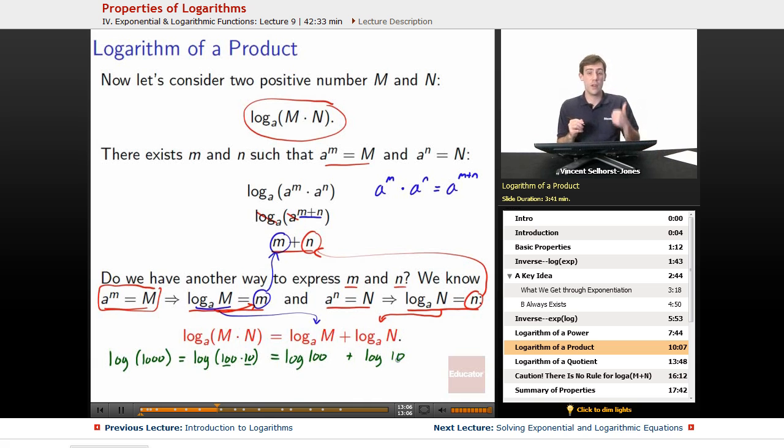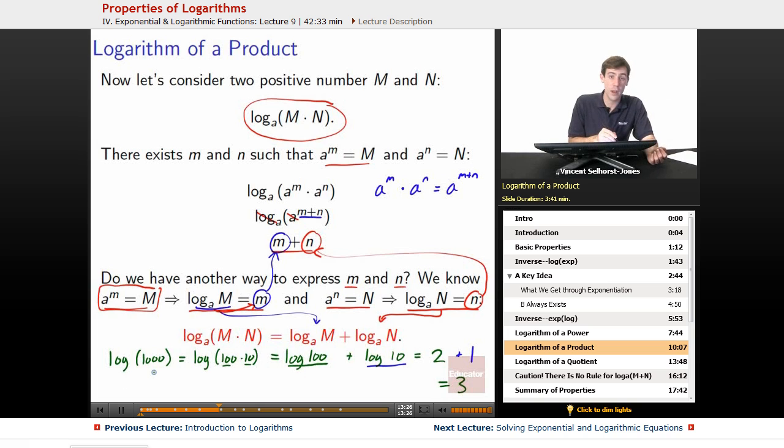Now, what number do we have to raise 10 to get 100? We have to raise it to 2, right? What number do we have to raise 10 to get 10? We only have to raise it to 1. So 2 plus 1, we wind up getting 3. Alternatively, we could have done this as log of 1,000. What number do we have to raise 10 to get 1,000? 10 at 1, 100 at 2, 1,000 at 3. So we could also see that log base 10 of 1,000 is equal to 3. So it works out either way we want to approach it.